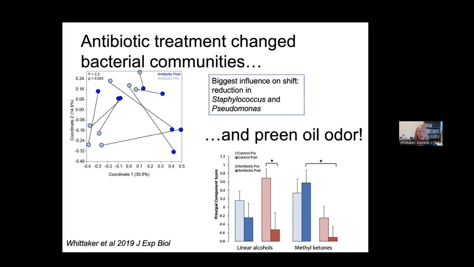And you can see, looking at the red birds, a big reduction in the linear alcohols and methyl ketones, which are just 2 of the kinds of chemicals in their odor that decreased after antibiotic treatment. So we saw a decrease in particular bacteria, decrease in some of these odorous compounds. Great, that's really cool. It's still just a correlation though, so we wanted to go 1 step further.